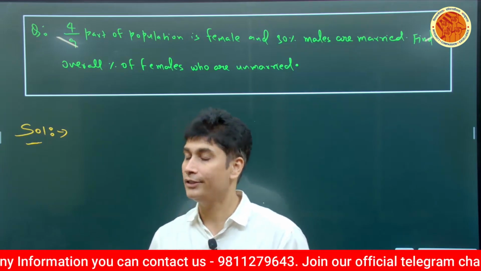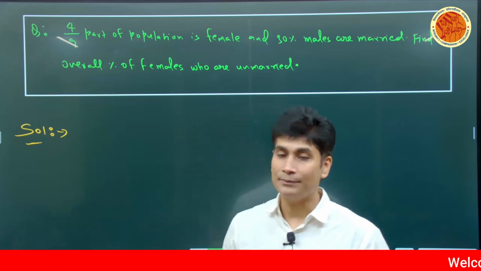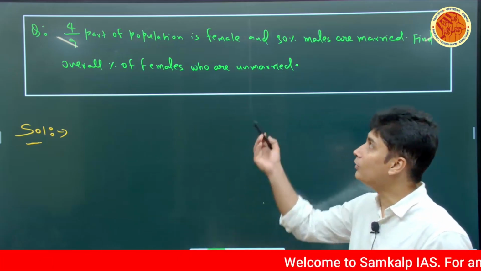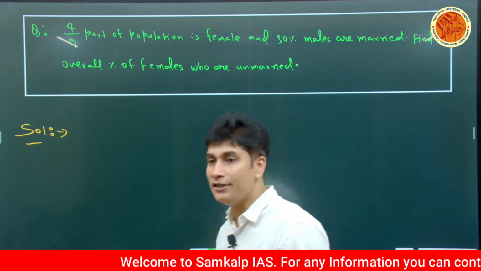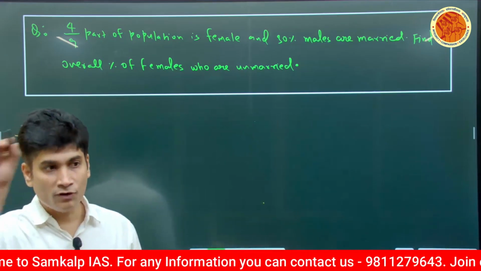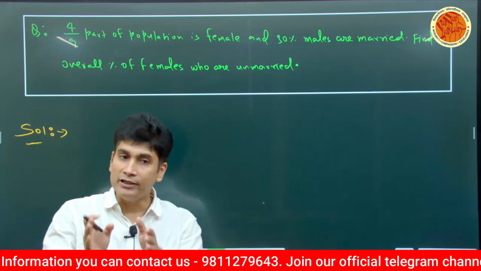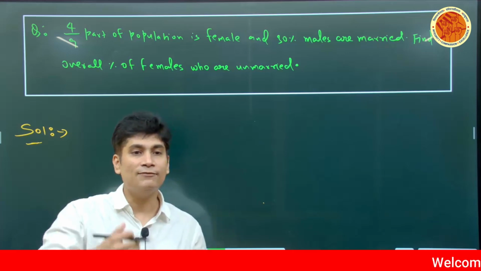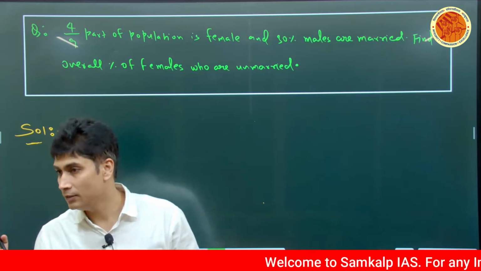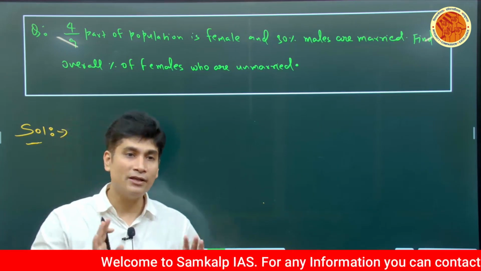No, it is not the case. Actually, what is happening now? Try to understand. 4/9 part of the population is female. It means if the overall population is given as X, then 4/9 part of X is female, right? Then the rest will be male.